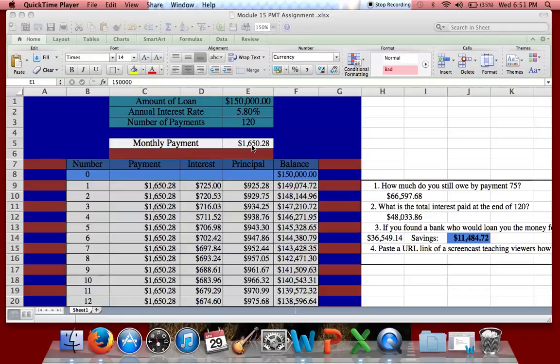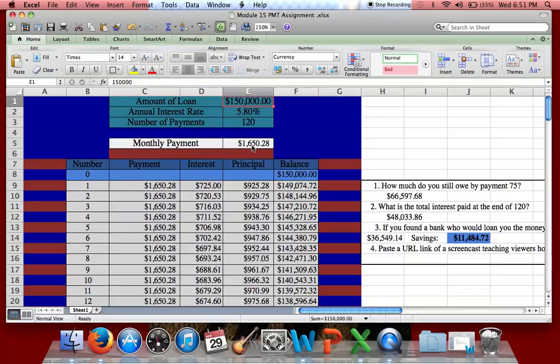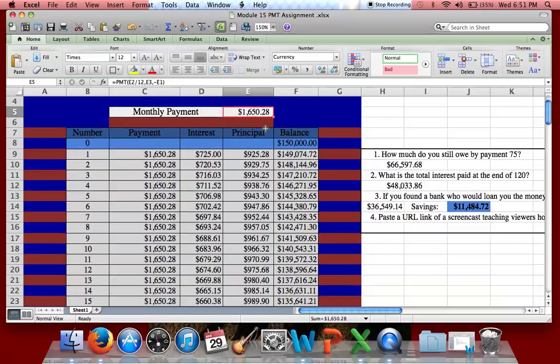$1,650.28. In order to get that equation, if you click on this monthly payment box right here, it shows you my equation at the top. I used the PMT formula, and it took cell E2 divided by 12, and then E3 minus E1. So that is how I got my monthly payment.